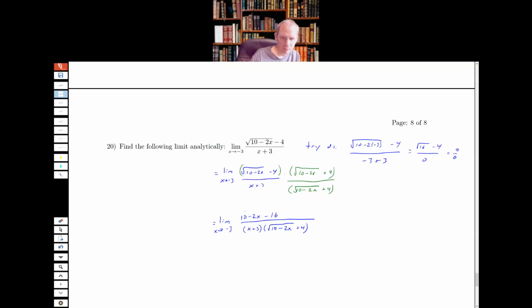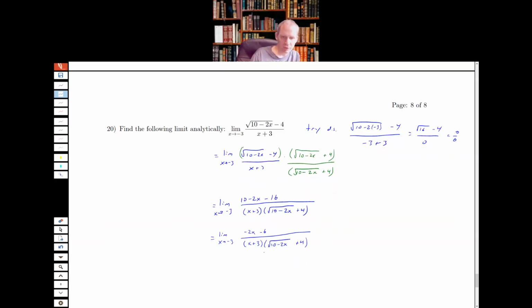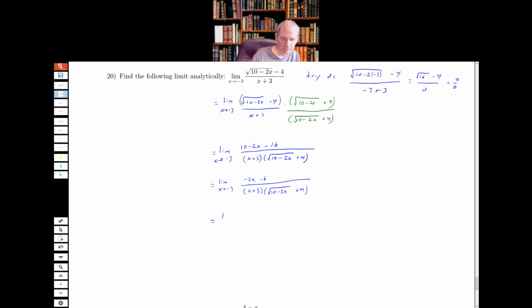All right, so let's simplify the numerator a little bit more. The negative 2x is just a negative 2x. 10 minus 16 is a negative 6. So a lot of rewriting. I want to cancel an x plus 3, and in the numerator, if I factor out a negative 2, I think that I will be able to do that. So we factor out the negative 2, and we're left with x plus 3 in the numerator.